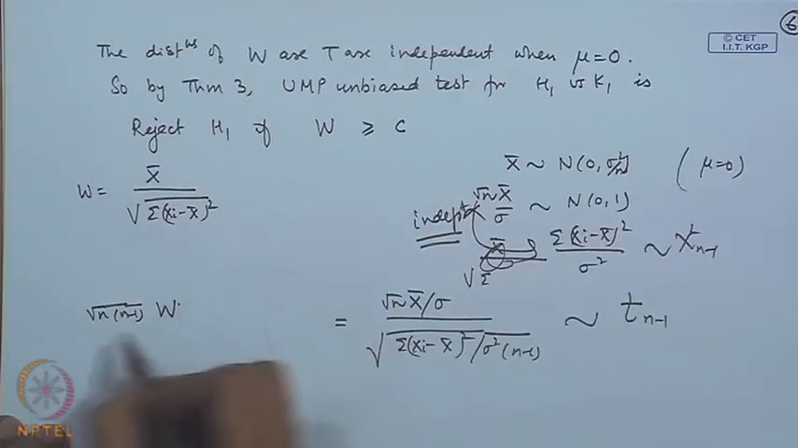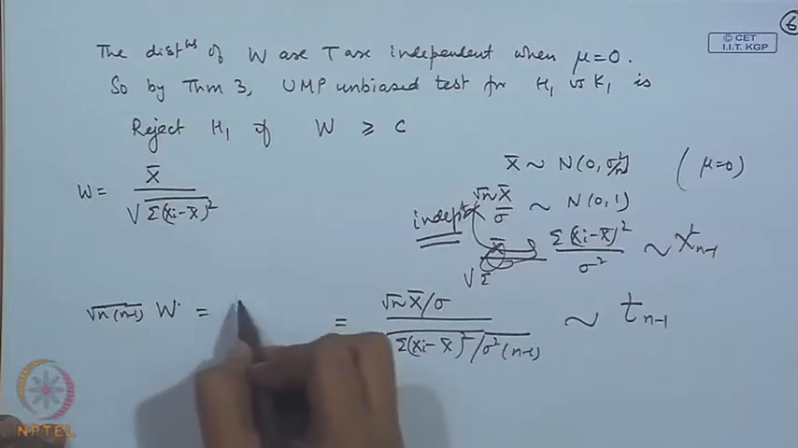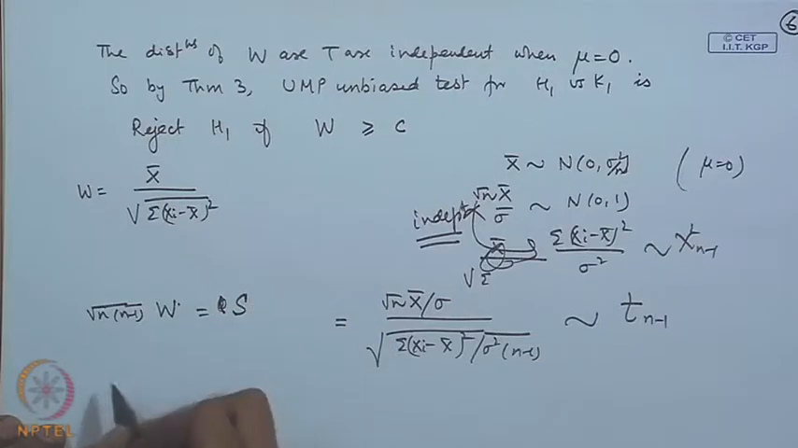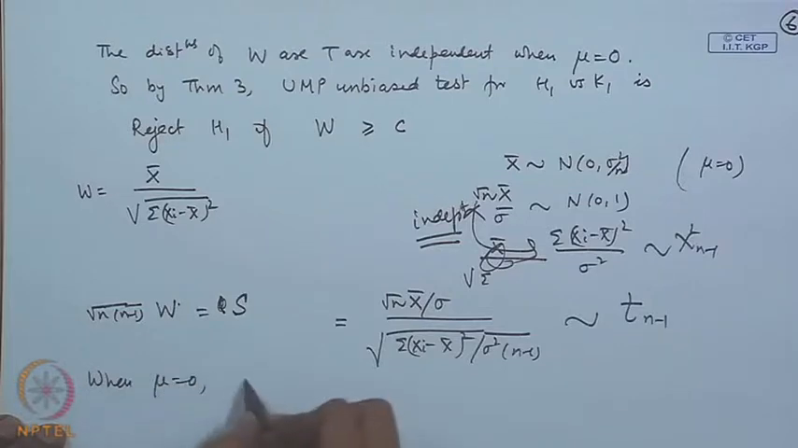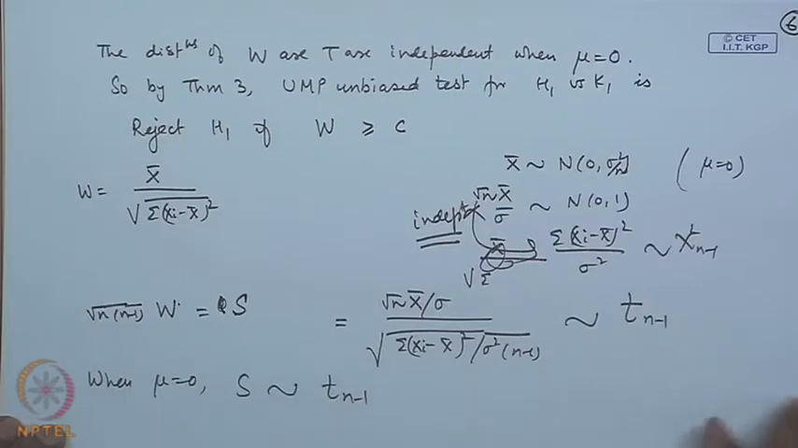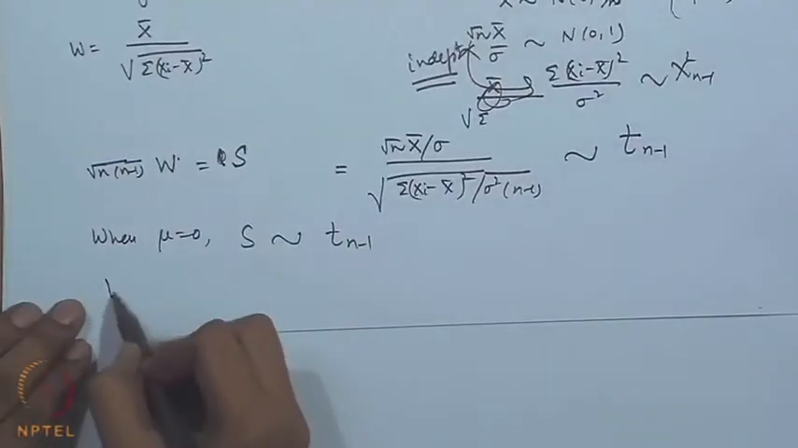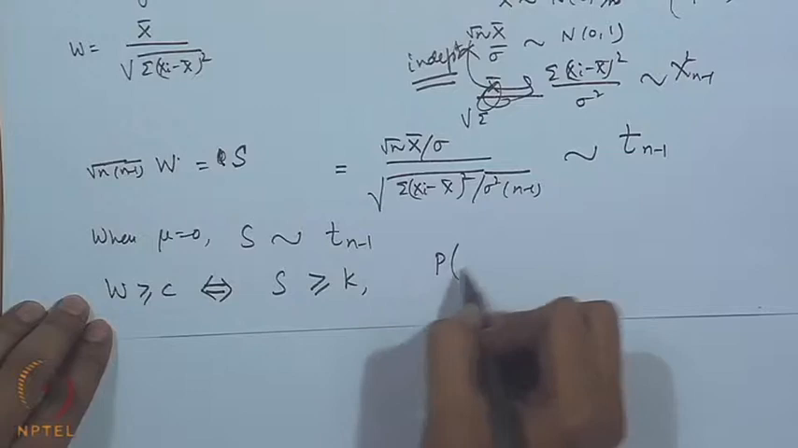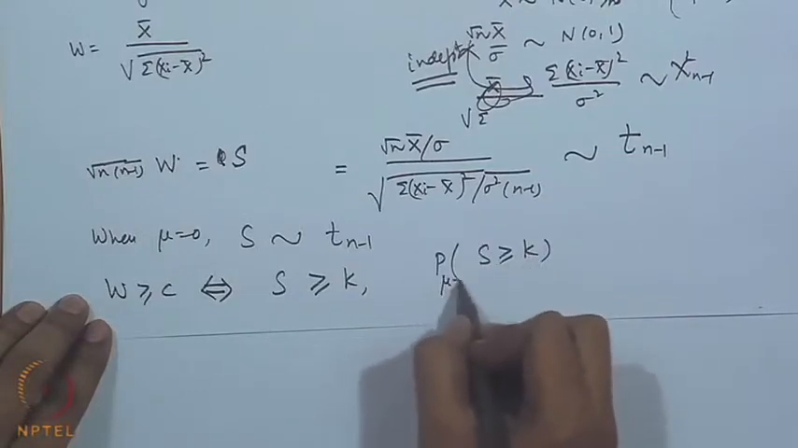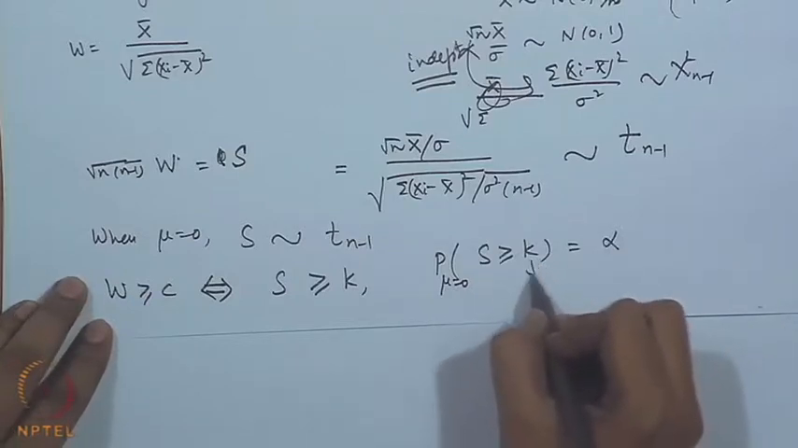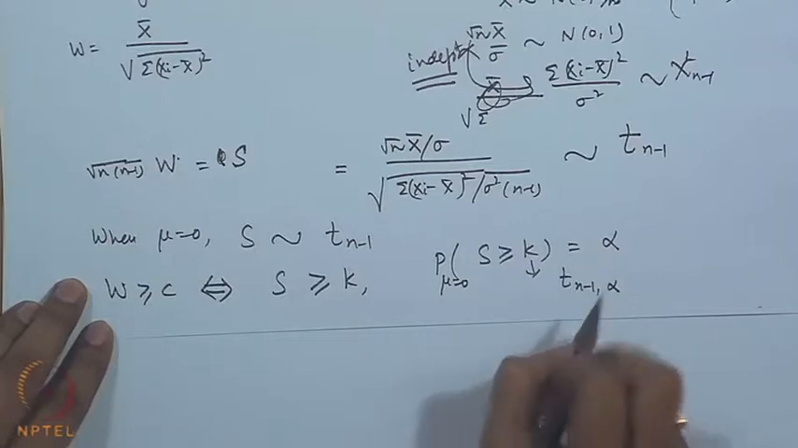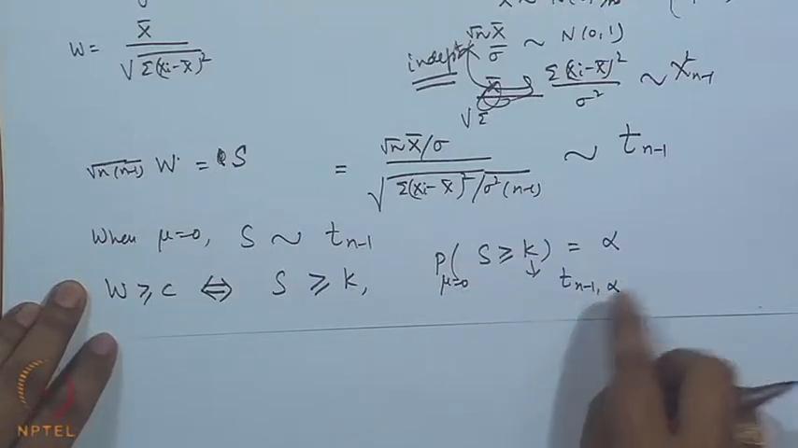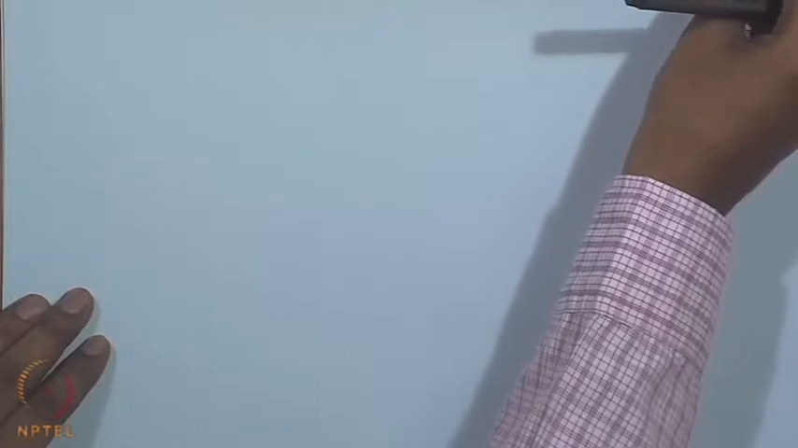So, we can define this as, let me call it S. When mu is equal to 0, S follows T distribution on n minus 1 degrees of freedom. So, the region W greater than or equal to C is equivalent to S greater than or equal to some k, where probability of S greater than or equal to k when mu is equal to 0 should be equal to alpha. That means the k value is nothing but t n minus 1, alpha, the upper 100 alpha percent point of the T distribution on n minus 1 degrees of freedom. So, the exact test has been derived.